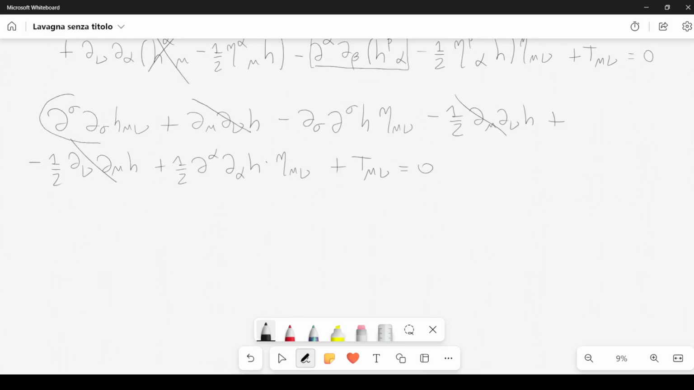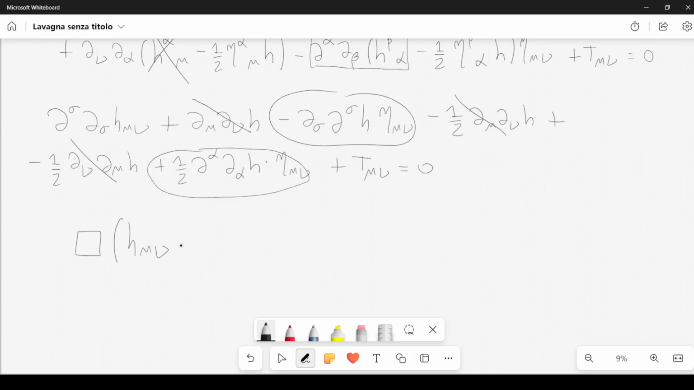What we get is the following. This d sigma d sigma can be written as the D'Alembert operator acting on h mu nu. Then we also have another D'Alembert operator here and here, so this one can be put together with this one, and that will give us a minus 1/2 h eta mu nu. Then we have plus t mu nu equal to 0. Or if you want, we can rewrite it like this, minus the D'Alembert operator equal to t mu nu, like this.